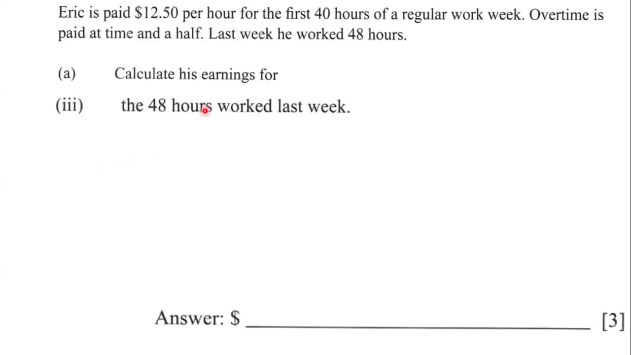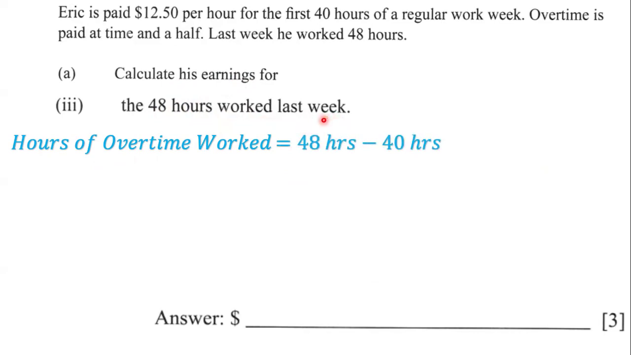Next, the question states, calculate his earnings for the 48 hours worked last week. And so in order for us to figure out his earnings for the 48 hours worked last week, the first thing that we have to do is to calculate how many hours of overtime did he work. Well, you do 48 hours, because that's how many hours he worked in total, minus 40 hours. And so we do 48 minus 40, which is going to be 8 hours, which means that he worked 8 hours of overtime. So 40 hours, regular work week, but then 8 more hours, which is his 8 hours overtime.